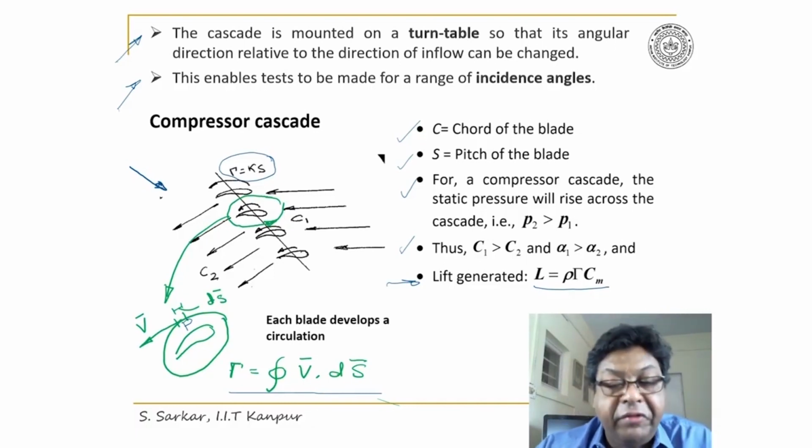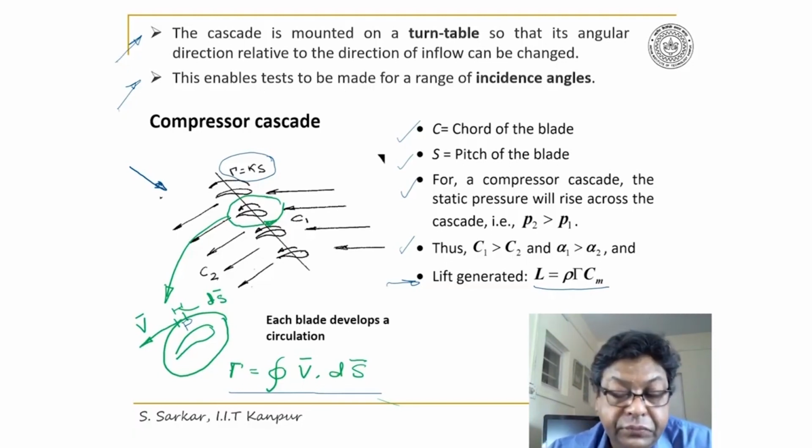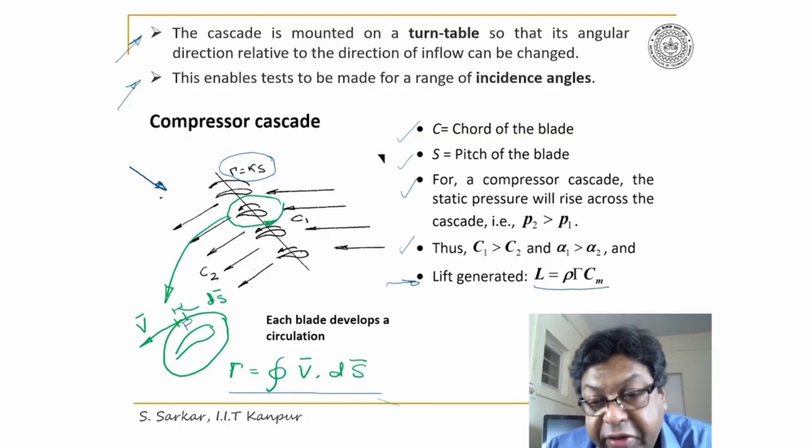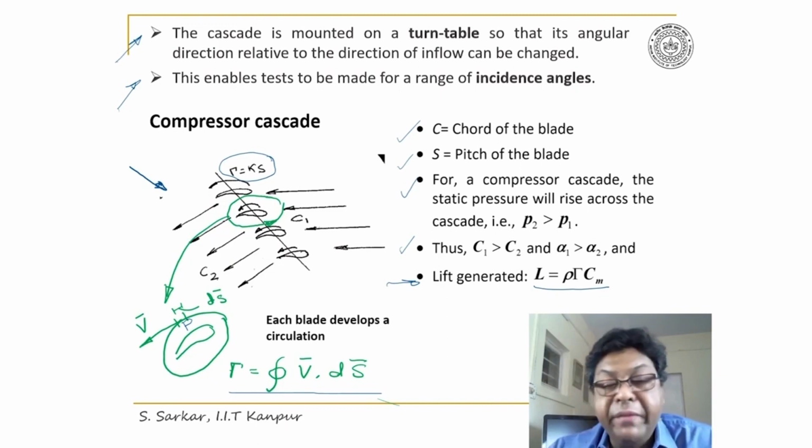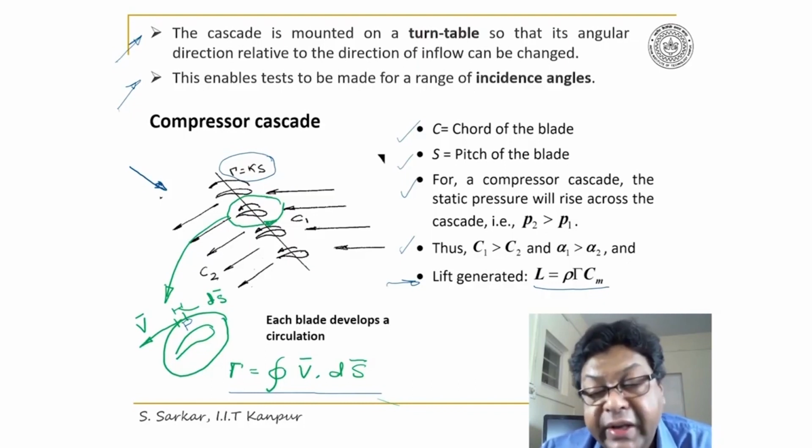Thus, because of the flow field around the blade, a circulation is generated. I have also indicated that an aerofoil is a device that produces circulation. And because of this circulation, there will be lift. Lift can be stated as L is equal to rho gamma into Cm. Cm is the vectorial mean velocity that I'll define in a minute, and rho being the air density.